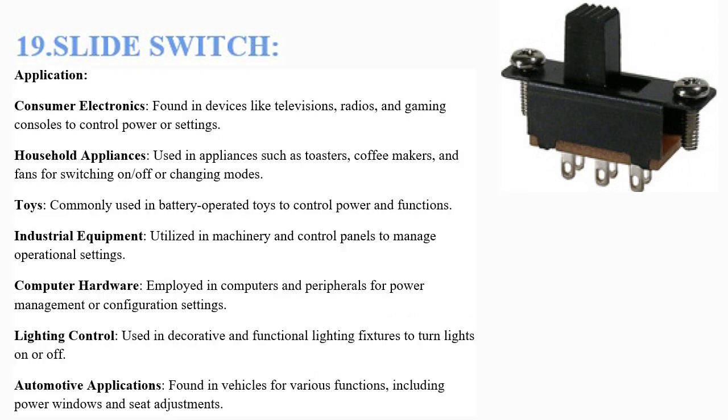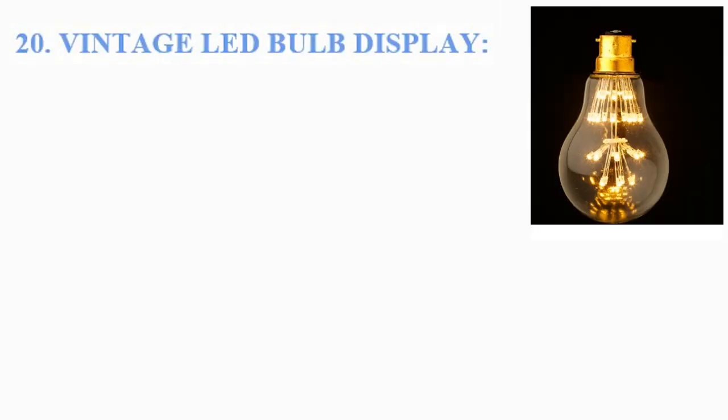Applications. Consumer electronics, found in devices like televisions, radios, gaming consoles to control power or settings. Household appliances, used in appliances such as toasters, coffee makers, and fans for switching on and off. Toys, commonly used in battery operated toys to control power and functions. Automotive applications, found in vehicles for various functions including power windows and seat adjustments. At 20, we have vintage LED bulb display.